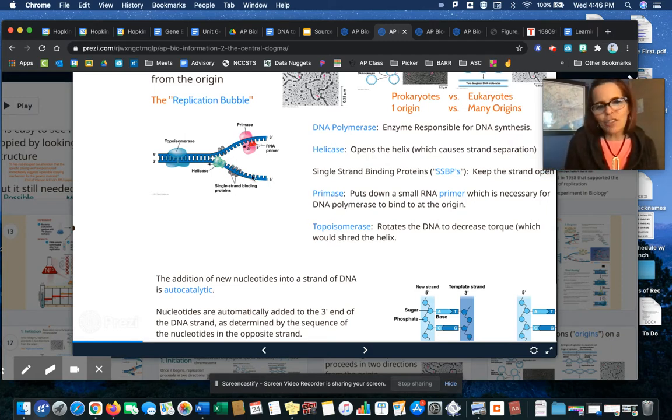On the lagging strand, because it is anti-parallel, which means it's running the opposite direction, DNA polymerase has to copy in this direction. And so as helicase is opening more and more of the replication bubble, new DNA polymerases have to hop on and fill in the gaps. And those sections of DNA are called Okazaki fragments.